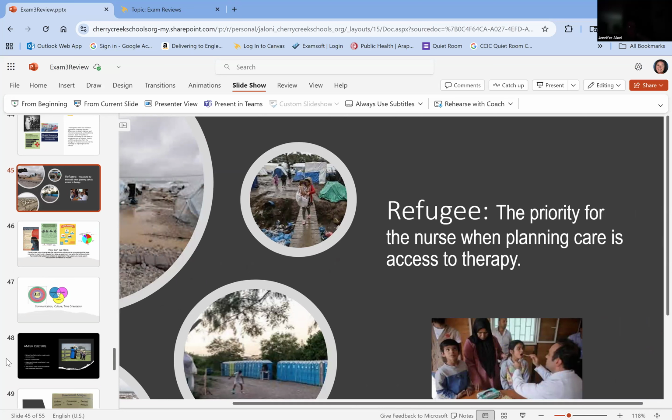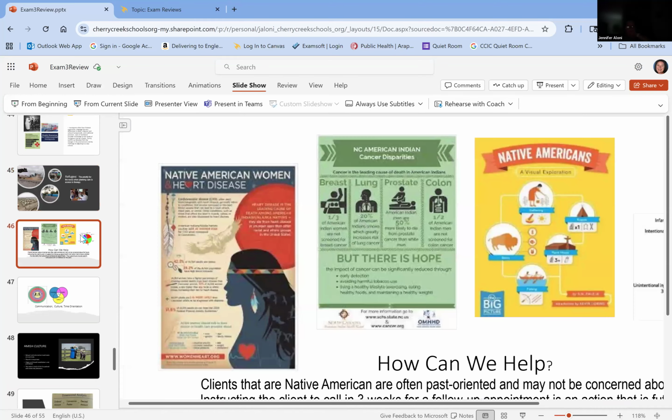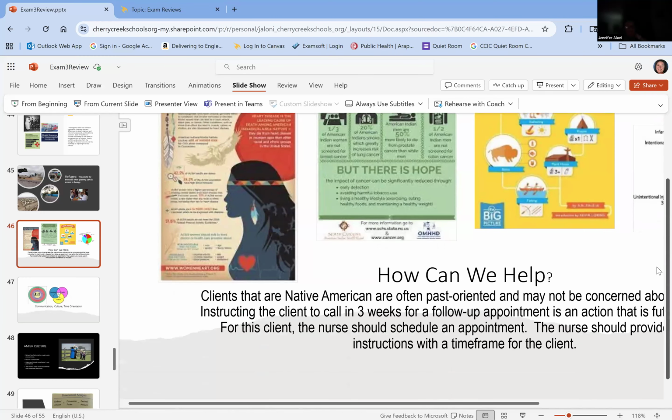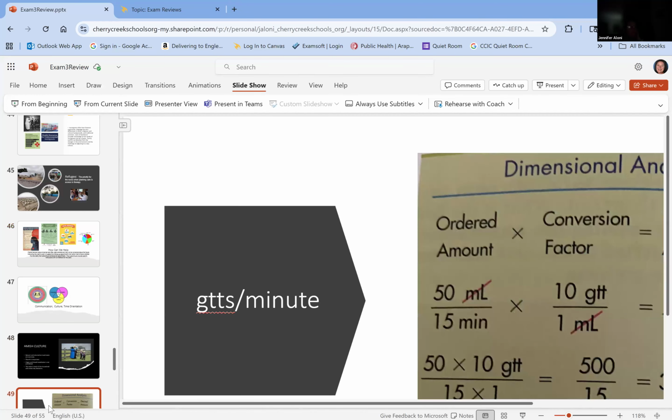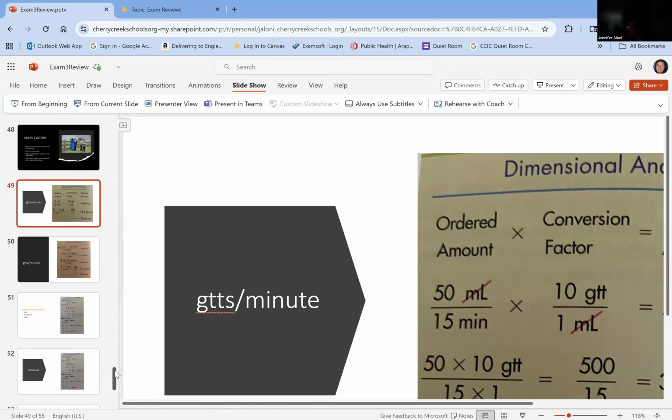Okay. We looked at different cultures. Native Americans, we want to remember they are past oriented. So if you tell them to make an appointment in a couple weeks, they won't remember that. So you need to schedule that appointment for them, okay? And they're going to prioritize the nurse as an authority figure. With our Amish culture, know that natural and alternative treatments are common. Church is important. Organ and blood transfusions are not prohibited. And the rest is math, 5 math things.